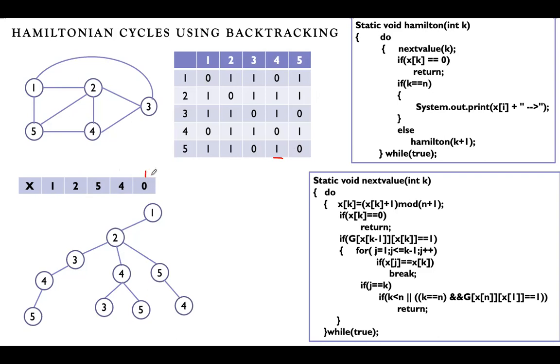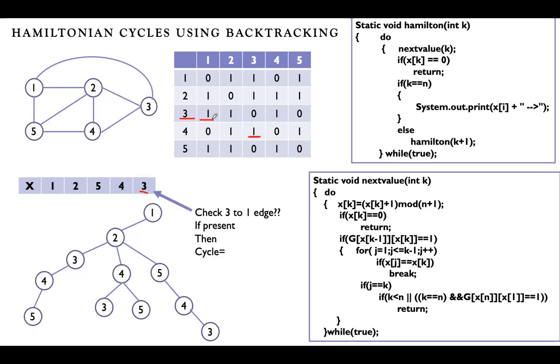We'll check for vertex 1, 2, 3. 1 and 2 are already present, so we'll check for vertex 3. 4 to 3, yes, there is an edge between 4 and 3, so take down that edge. When you are at the last position, just like the previous cycle, here also you have to check x of n is 3 and x of 1, that is 3 to 1. There is also an edge between 3 and 1.